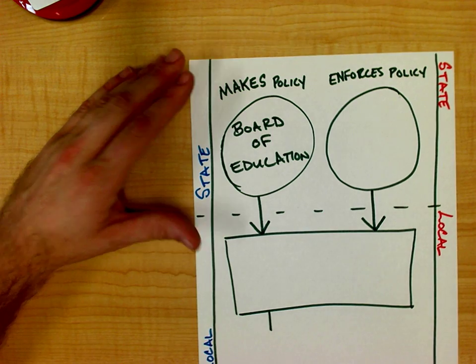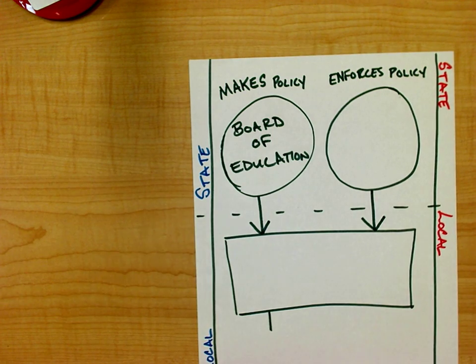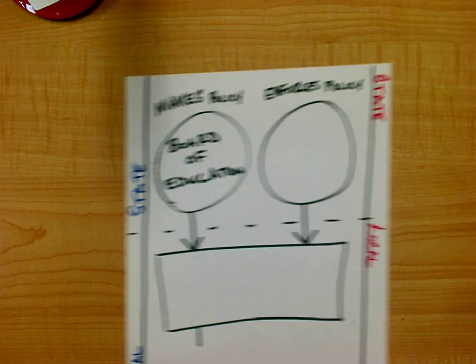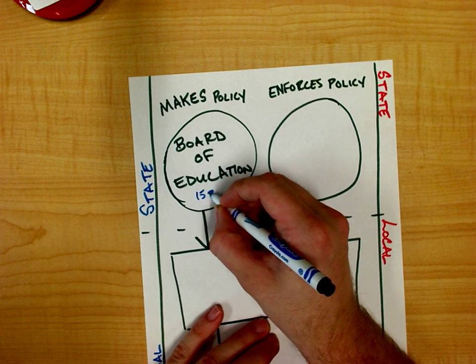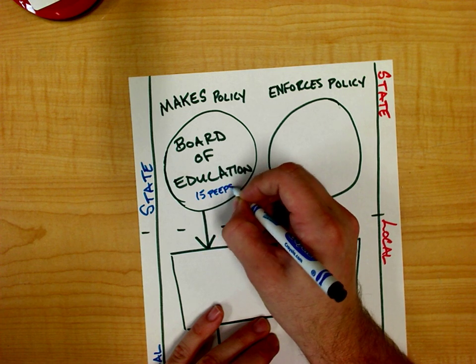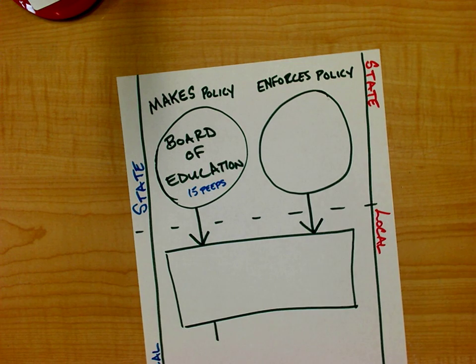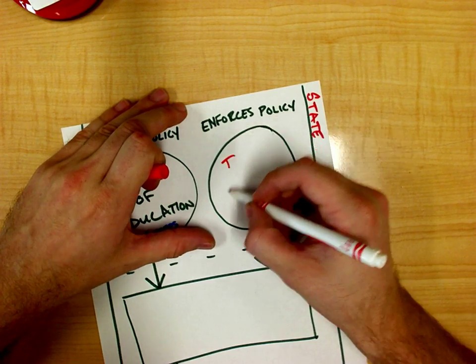The Board of Education, they're the ones who set the policy. They're the ones who decide what subjects are going to be taught. They're the ones who decide everything about what's going down in the schools. But they're not really the ones who enforce it because there's only 15 people. So they're not going to walk around the whole state and 15 people enforce everything. They need somebody to do that for them. And that's where we enter with the TEA.